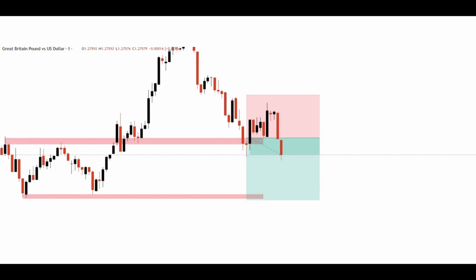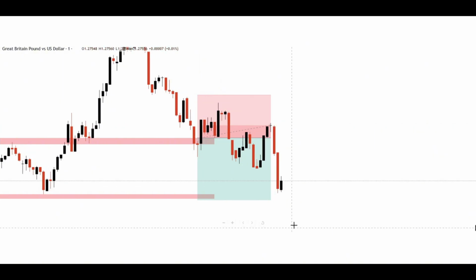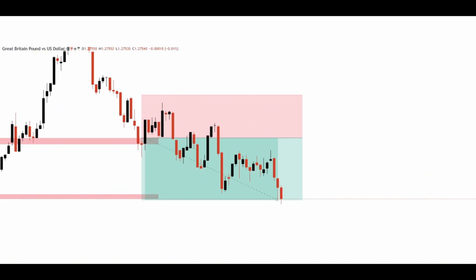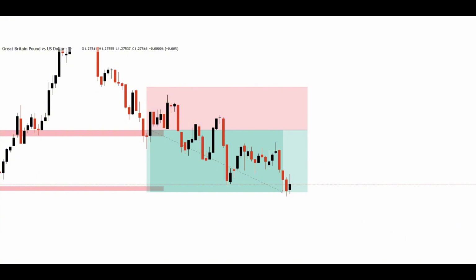This is why I personally don't trade these zones often, because it's hard to have a risk to reward ratio of above 1-2 or 1-3. But even that, it's fine. And that was the first setup.